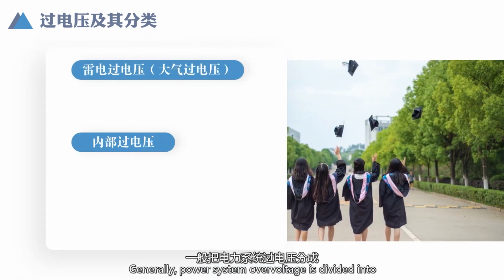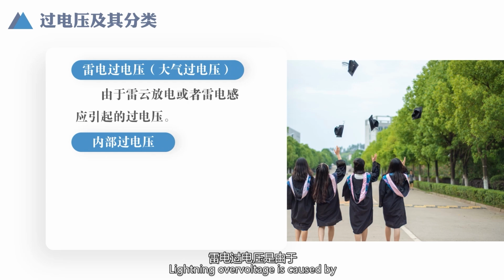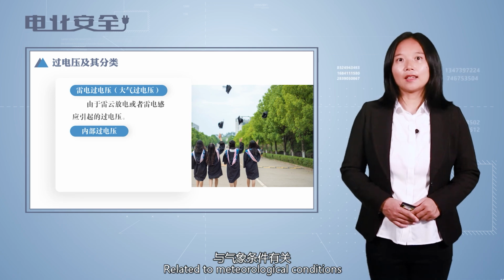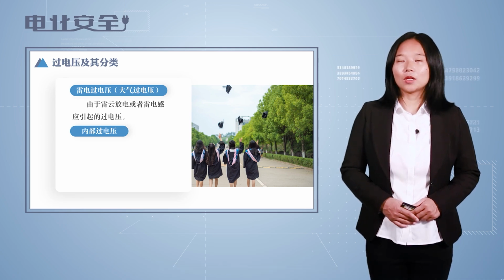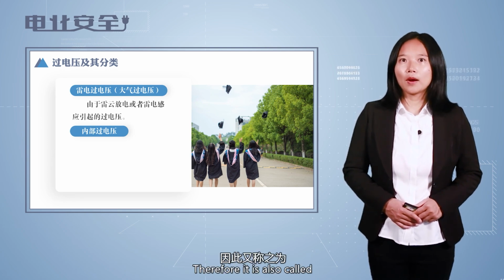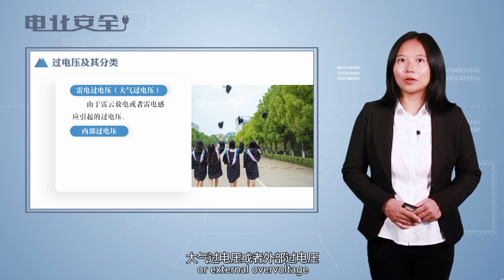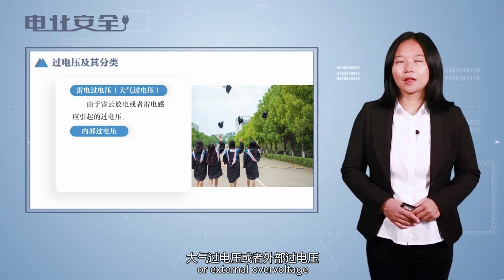Generally, power system overvoltage is divided into lightning overvoltage and internal overvoltage. Lightning overvoltage is caused by sudden cloud discharge or lightning induction, an overvoltage related to meteorological conditions. It is caused by external causes. Therefore, it is also called atmospheric overvoltage or external overvoltage.